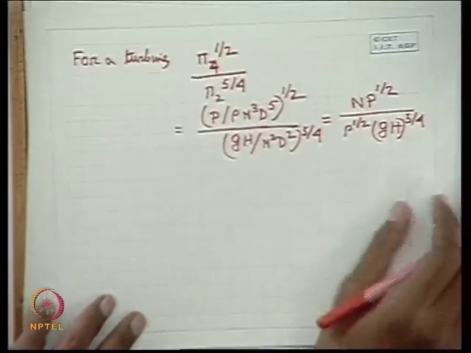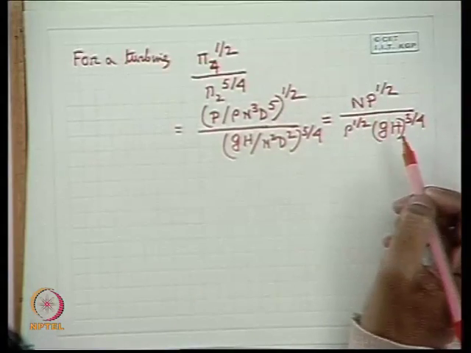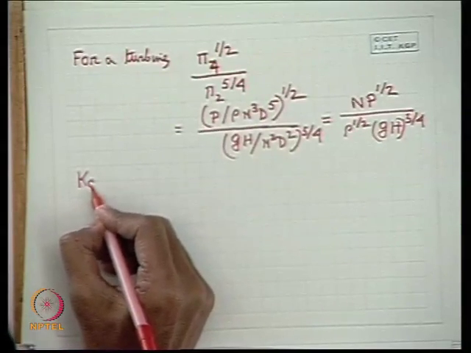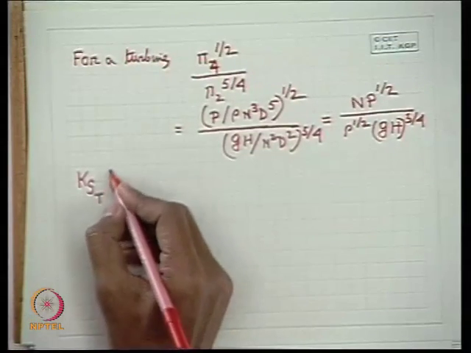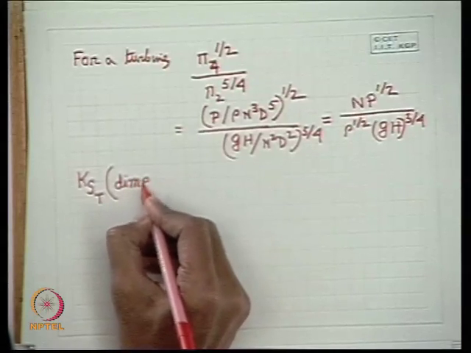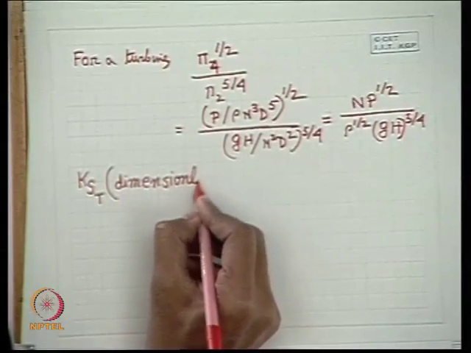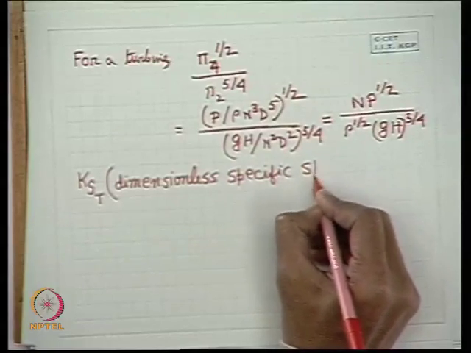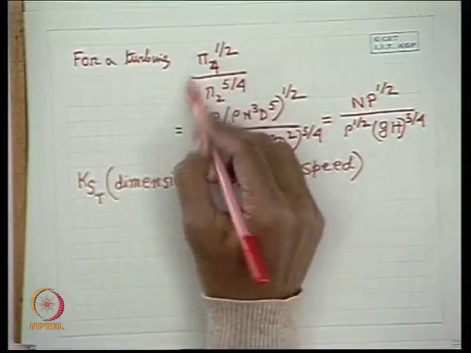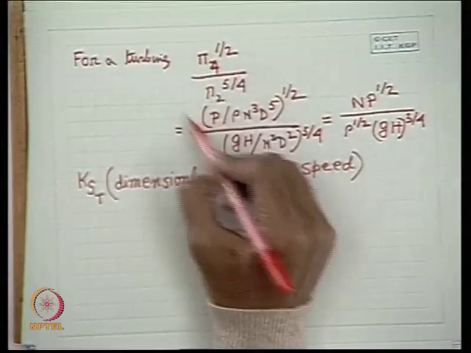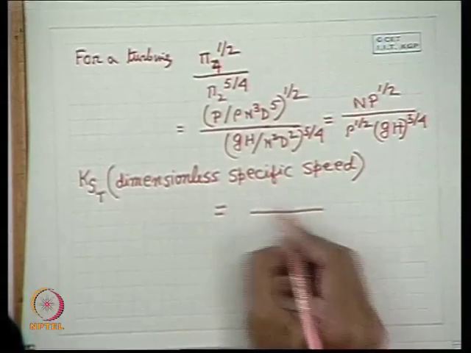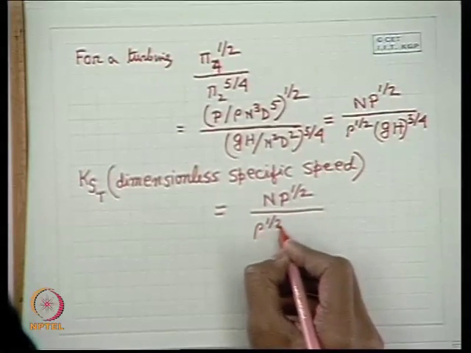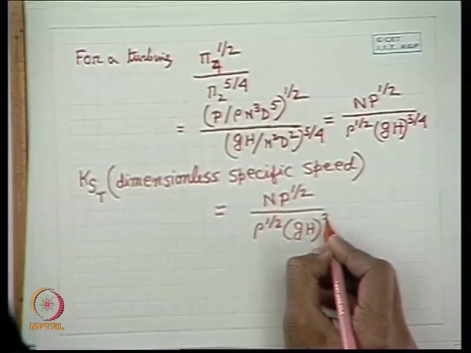So we see that for a turbine, we get a dimensionless parameter containing n, P and H, of course, rho and g are there. And this dimensionless parameter we define as K s, this is the usual nomenclature, t suffix for turbine, which is known as dimensionless specific speed for turbine. So a name is given to this dimensionless term obtained from some typical combinations of the pi terms, namely the pi 4 and pi 2 terms, and we get a combination of the performance parameters, that is n, P and H in this fashion, n P to the power half, rho to the power half and g h to the power 3 by 4.